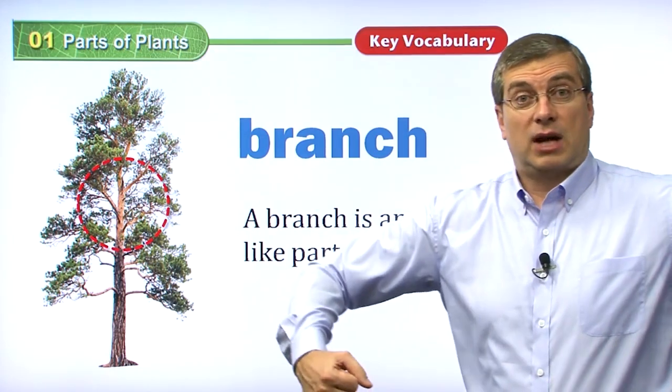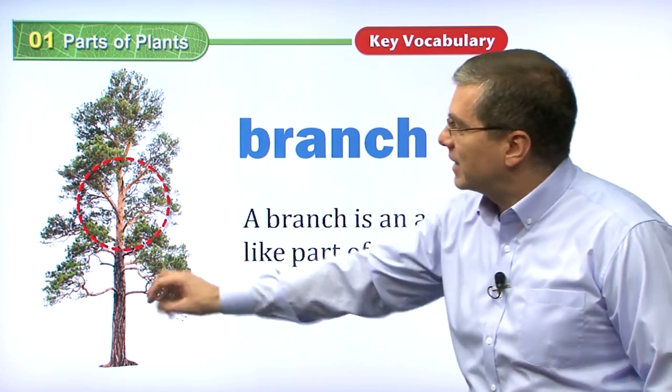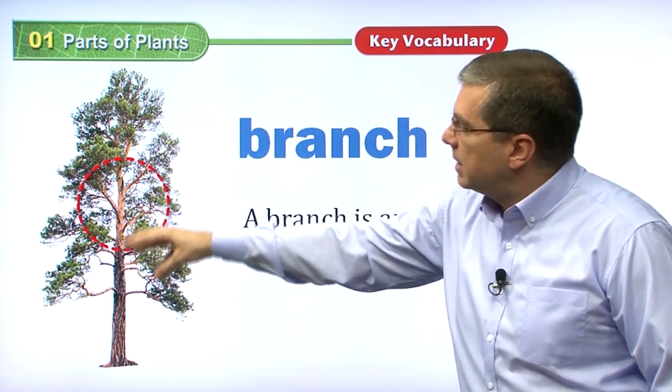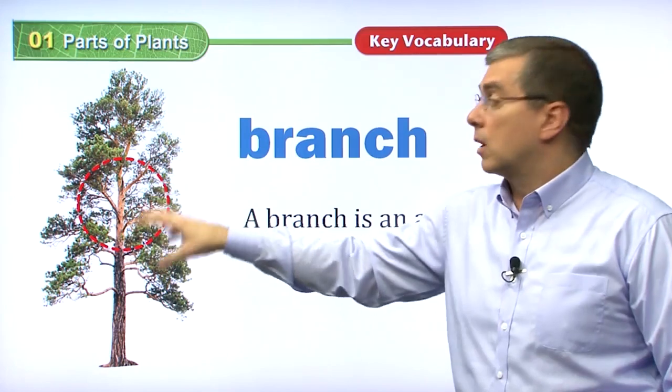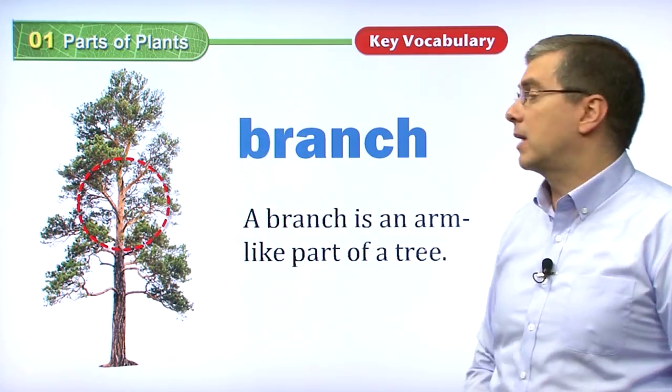Okay, a branch is an arm-like part of a tree. So if you look at me, I've got two arms. It's like I have two branches, right? But a tree, of course, has many different branches. And these, of course, support the leaves where the tree takes in air and sunlight, as we saw before. Okay.